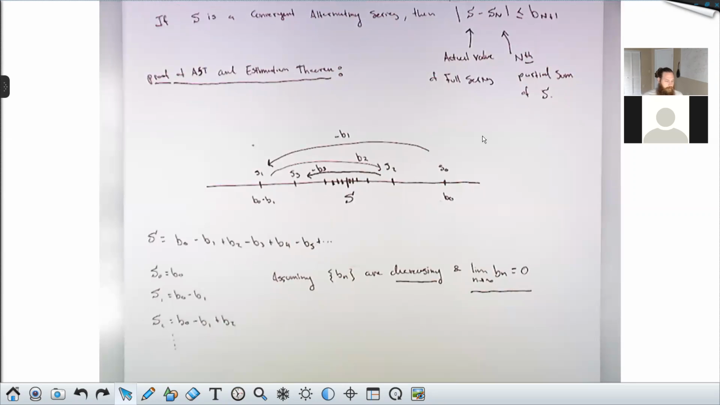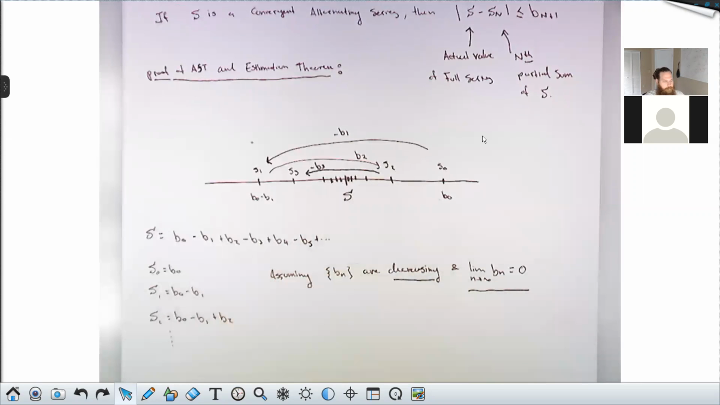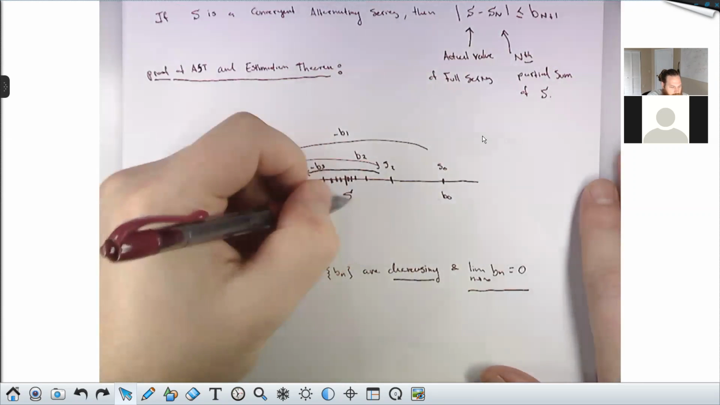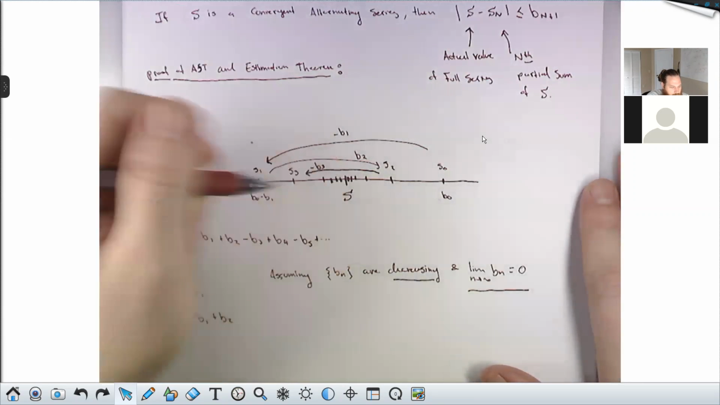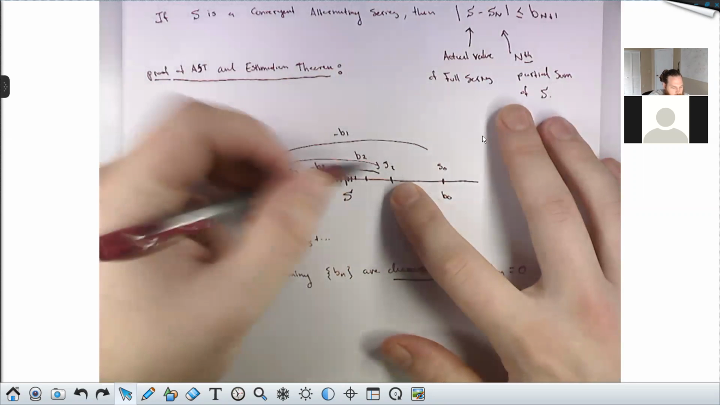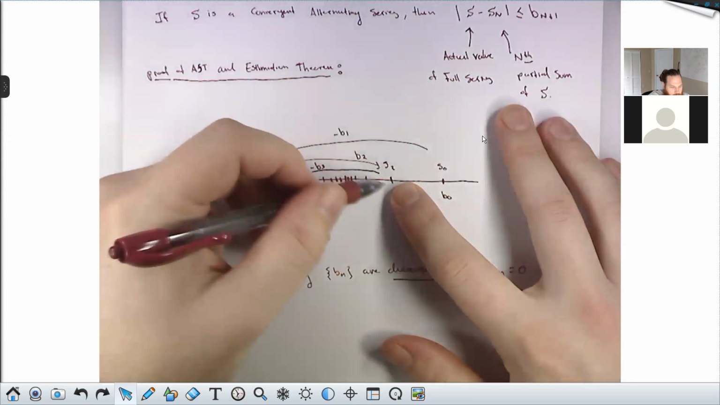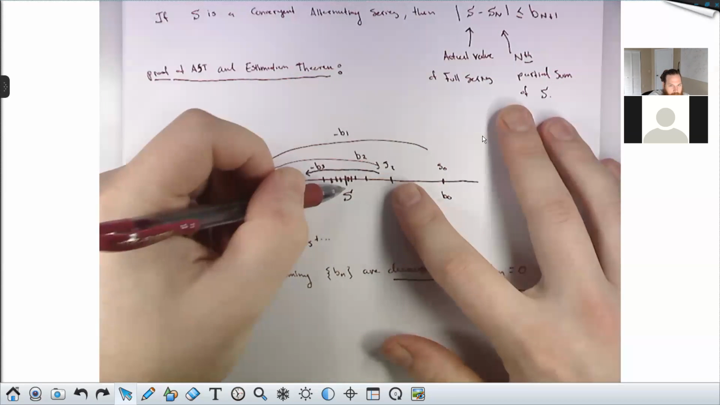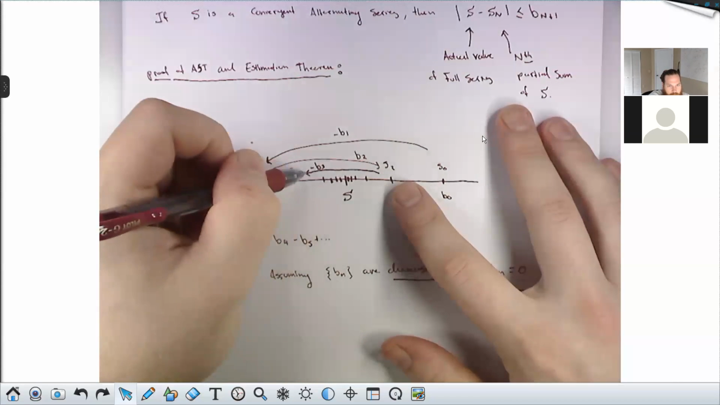If you think about it, this also proves the estimation theorem. What's the distance from S to S2? Well, that's this distance right here. That's guaranteed to be smaller than B3 because going from S2 to S3 jumps over S. So the distance from S to S2 is smaller than B3.